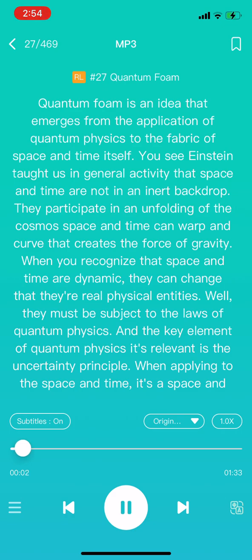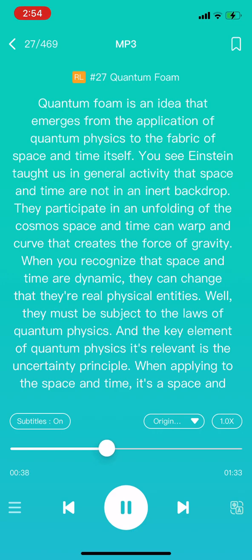Quantum foam is an idea that emerges from the application of quantum physics to the fabric of space and time itself. You see, Einstein taught us in general relativity that space and time are not an inert backdrop. They participate in the unfolding of the cosmos. Space and time can warp and curve, and that creates the force of gravity. When you recognize that space and time are dynamic, that they can change, that they're real physical entities, well, then they must be subject to the laws of quantum physics.